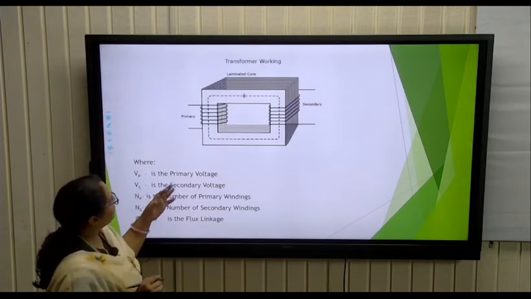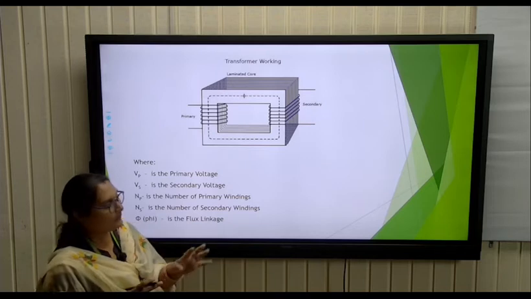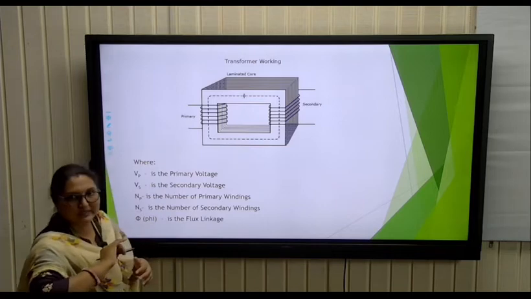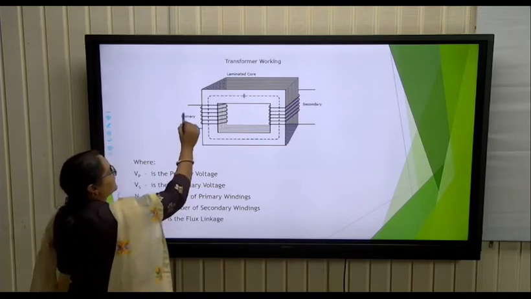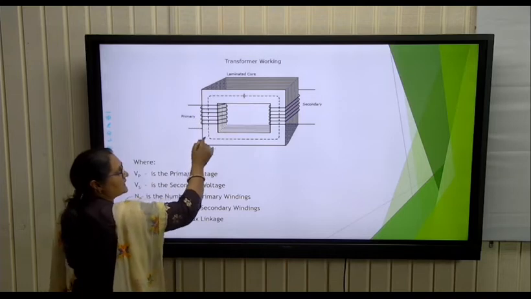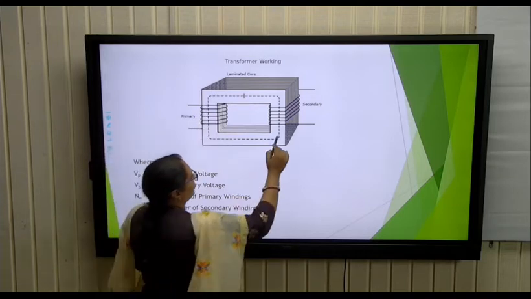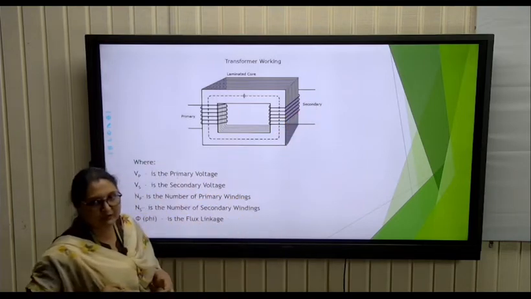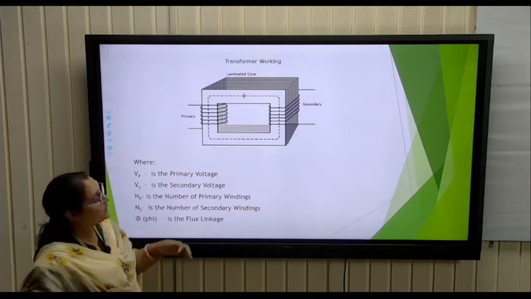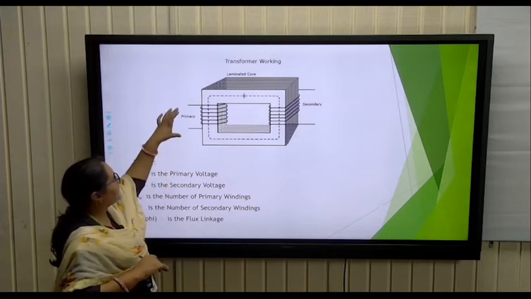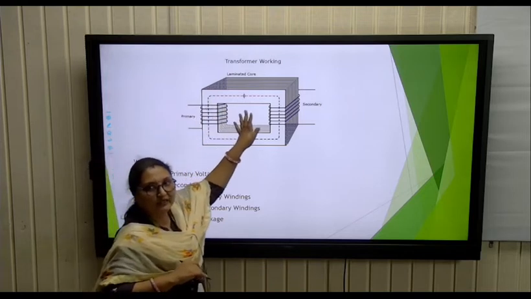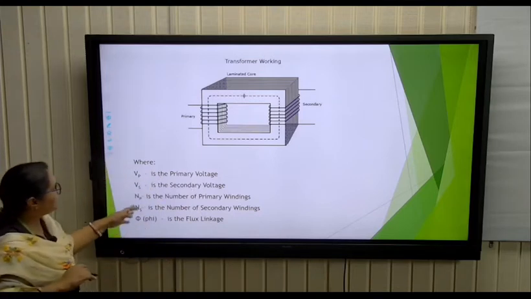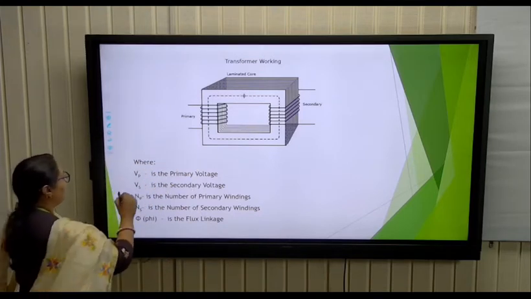So let me tell you the basic construction, the basic structure of a transformer. As you can see in this figure, this is the core of a transformer. This is a laminated core, where this side, on which this winding is wound, is called the primary side of the transformer, and this side, where another winding, the secondary winding, is wound, is called the secondary side of the transformer. Generally we apply the input voltage at the primary side and connect the load at the secondary side. There are some terminologies associated with this figure.